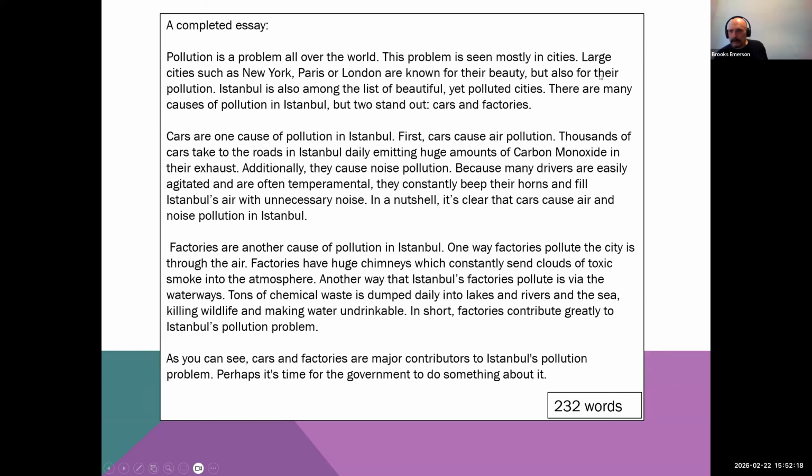So here's our completed essay. It's 232 words, so it's a little short. But here's another thing. As a teacher, I can tell you, we were not counting words. If I asked you to write a 300-word essay and your essay looked like this, but it came in at 232 words, I absolutely would not punish you, because what we're looking for is structure.